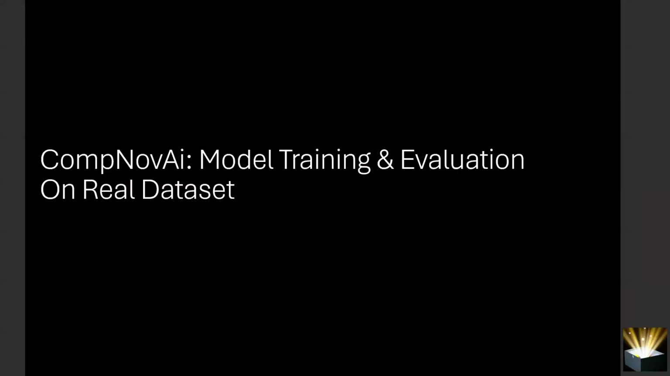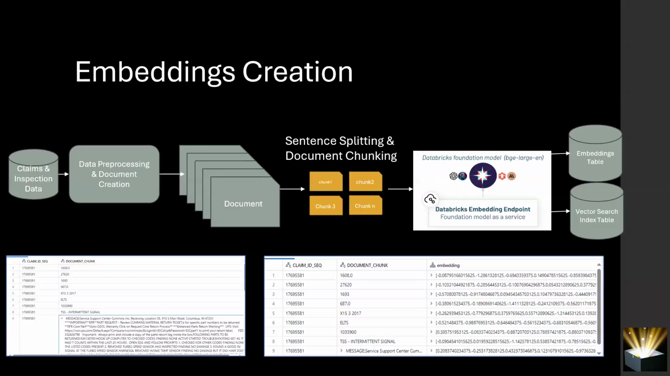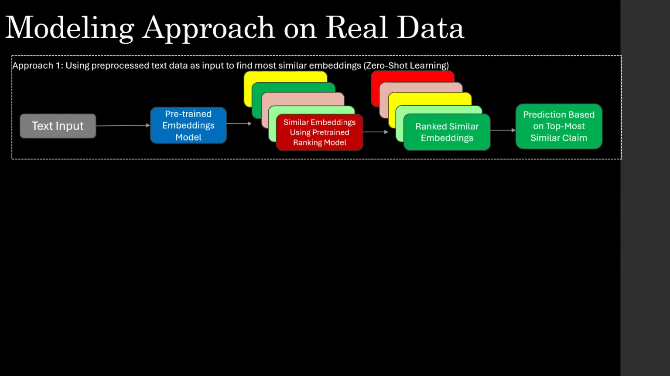Now we'll be talking about model training and evaluation on real data set. This slide shows embeddings creation architecture. This slide shows various approaches we tried, where approach 1 is zero-shot learning of pre-trained embedding model to provide topmost matching embeddings of a claim and thus providing its label.